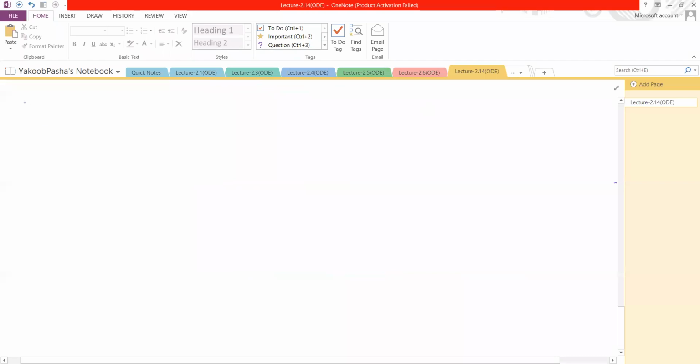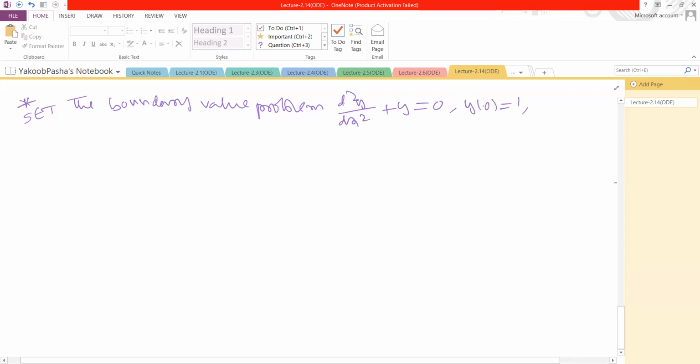The boundary value problem: d square y by dx square plus y is equal to 0, y of 0 is equal to 1, comma, y dash of pi is equal to 5.